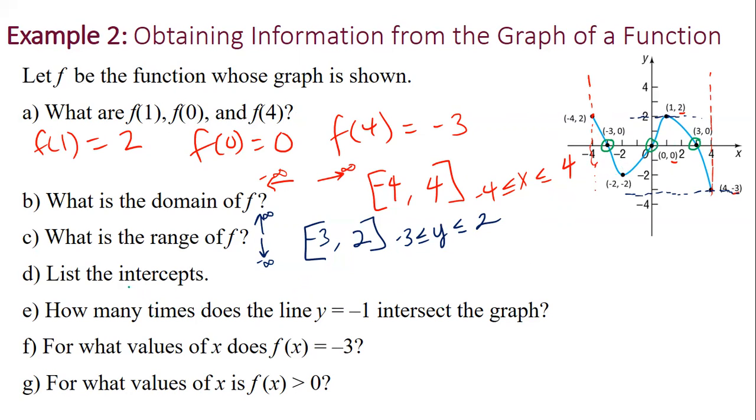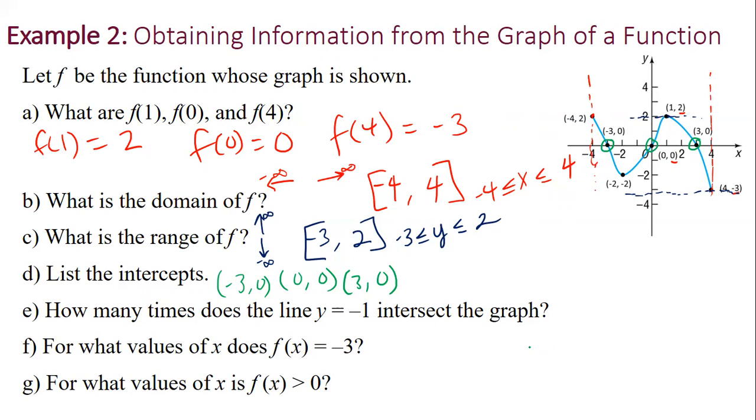Yes, but it just asks for intercepts with all of them. So we would have -3, 0. We have 0, 0, and we have 3, 0. Those are my intercepts. How do we feel? Still with me? All right.